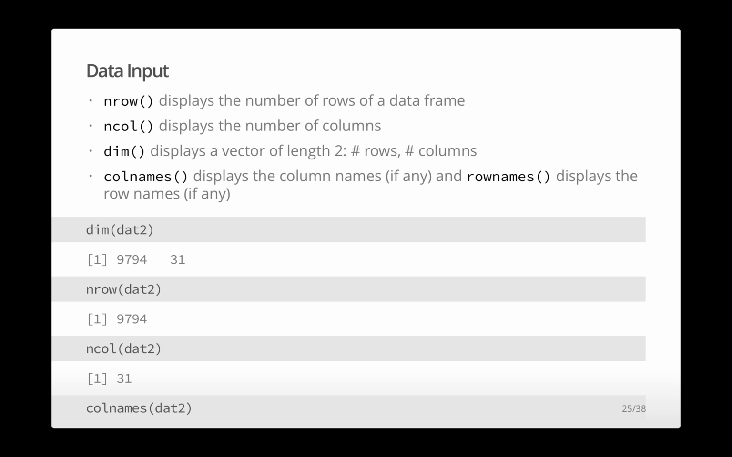So some other quick functions. Again, length is for vectors; you usually use dim, nrow, or ncol for data frames or matrices. nrow gives you the number of rows. ncol gives you the number of columns. dim gives you two numbers back: the number of rows, then the number of columns. So here, 9,794 rows and 31 columns. And then colnames will return the names of the columns, in this case the variables of this data set.